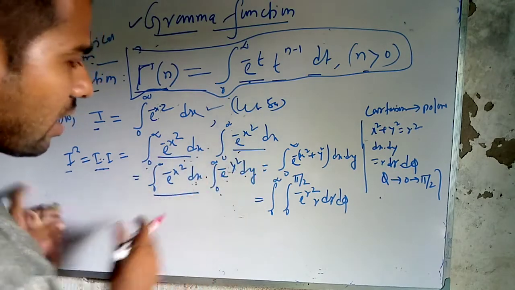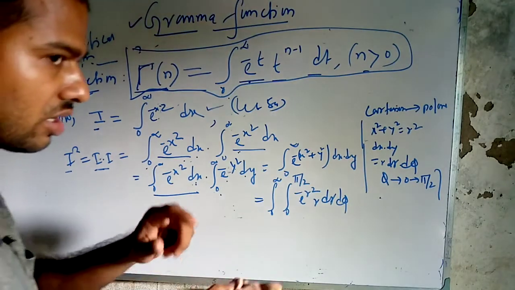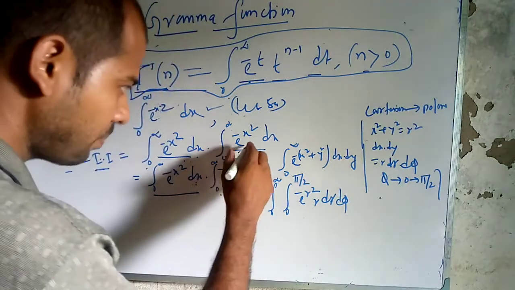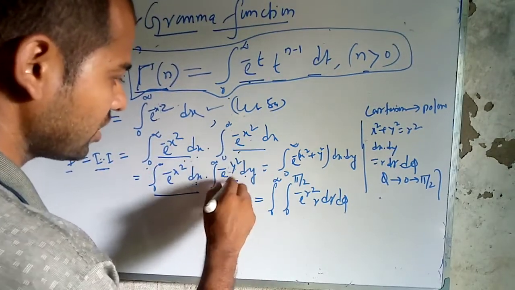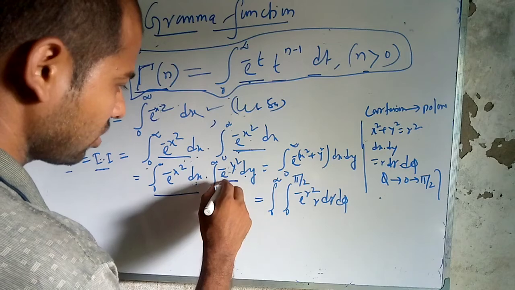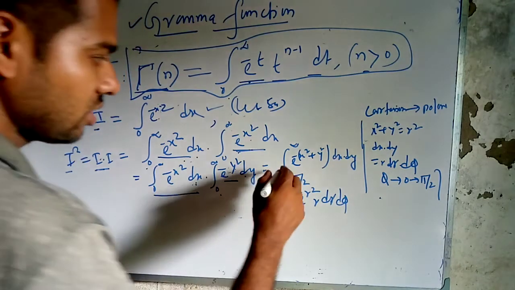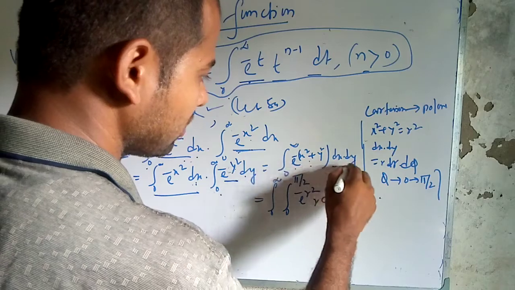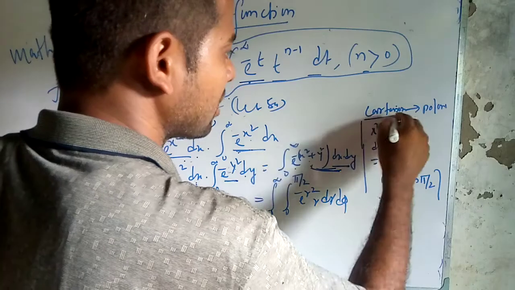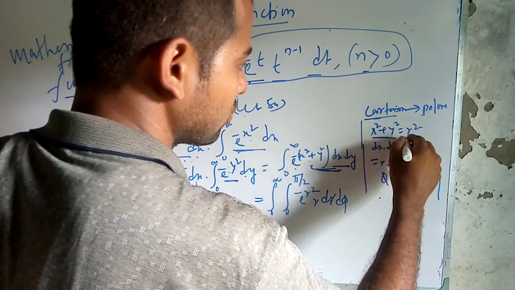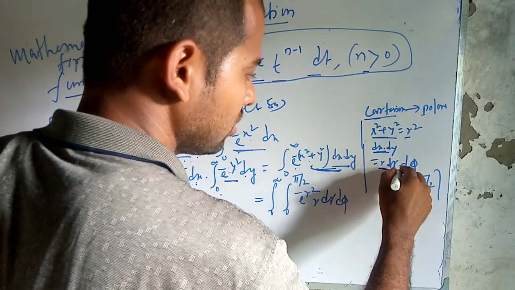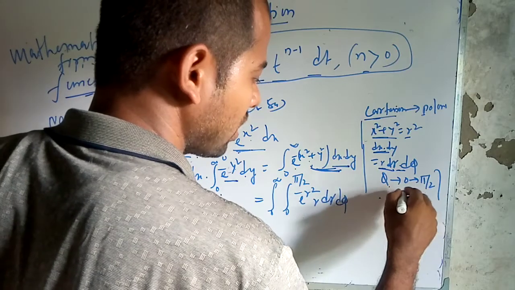As the x and y axes are for linear systems, the variable can be replaced by x square in one case and y square in the other. It is a very important point. So it can be written as the double integral of e to the minus x square plus y square, dx dy, in Cartesian coordinates. Changing Cartesian to polar coordinates, x square plus y square equals r square, and dx dy becomes r dr d phi, with phi from 0 to pi by 2.